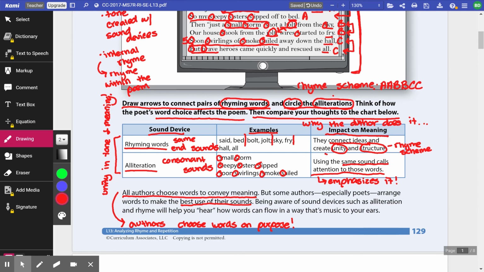Being aware of sound devices such as alliteration and rhyme will help you hear how words can flow together in a way that's music to your ears. Certain sound devices are going to help the poem flow together in a way that's musical. It's very rhythmic, but keep in mind that that's all on purpose and it's all working together to establish the unity in the author's meaning and even the tone.